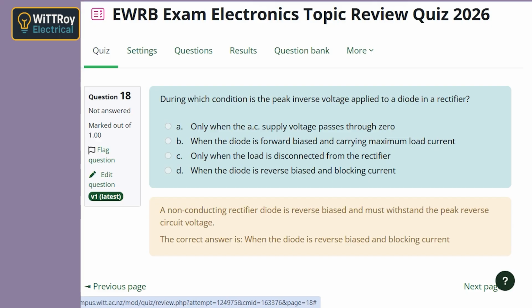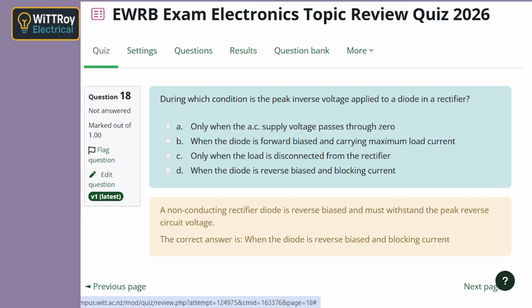Question 18. During which condition is the peak inverse voltage applied to a diode in a rectifier? I picked the forward biased condition because that sounded like the greatest electrical stress. I didn't stop to separate current stress from reverse voltage stress. Okay, this is one of the questions where the wording can pull you the wrong way. Start with the basic operation. PIV concerns reverse voltage, not forward current. When another diode or diode pair conducts, the non-conducting diode can be reverse biased. The largest reverse voltage appearing then is the peak inverse voltage that the diode must withstand without breakdown.